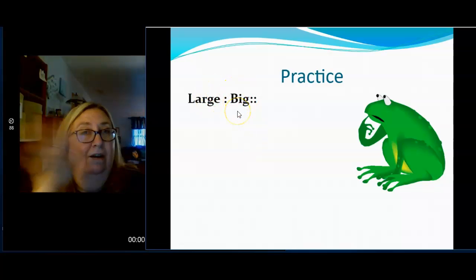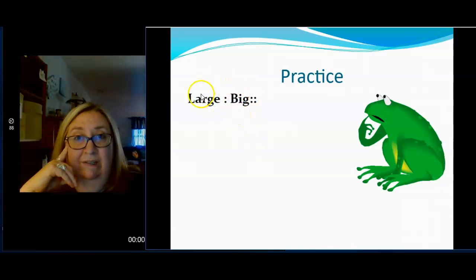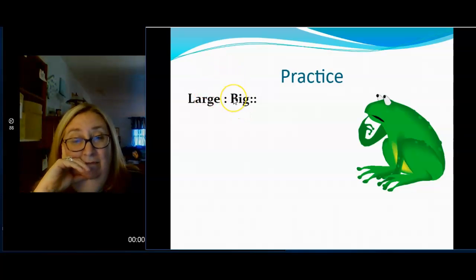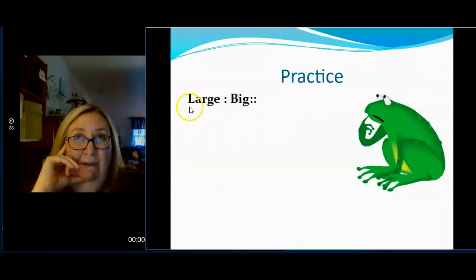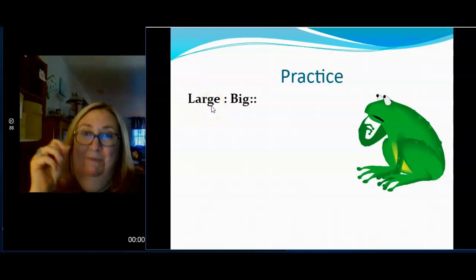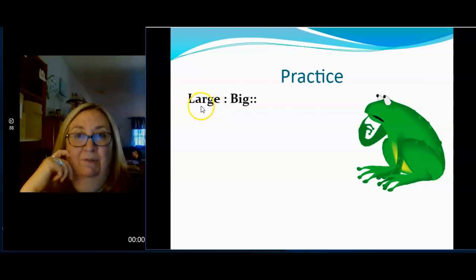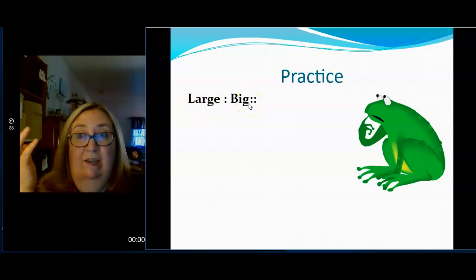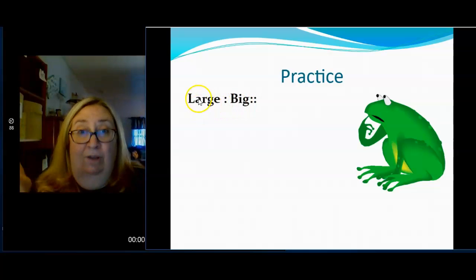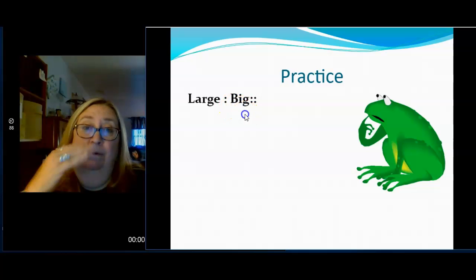Large is to big. Before I even look at the answer choices, I need to figure out what this relationship is. Large is to big. Well, it's not a degree because I can't make a really big distinction. I can't distinguish between or make a big distinction between large and big because they're the same, which means this is probably a synonym relationship. Large means the same thing as big.